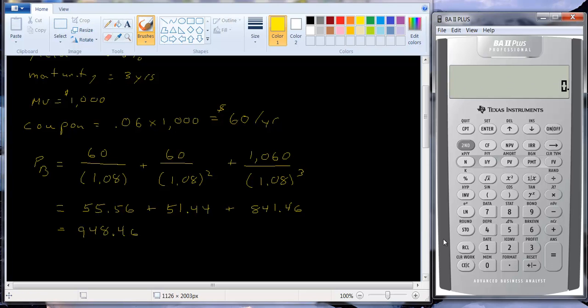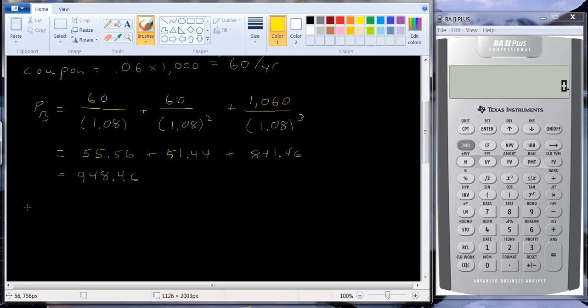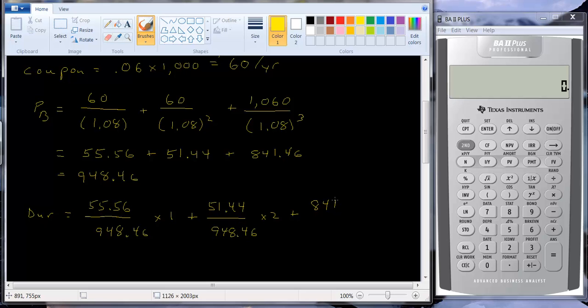We did it correctly. Now let's calculate the duration. The duration is going to be equal to 55.56, the present value of the first cash flow, divided by the price of the bond, 948.46, times 1, the first year, plus the present value of the cash flow in year 2, 51.44, divided by the total, 948.46, times 2, plus that last cash flow, present value 841.46 divided by 948.46 times 3. So let's just do that.